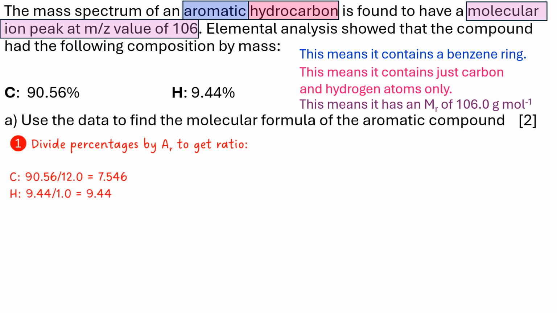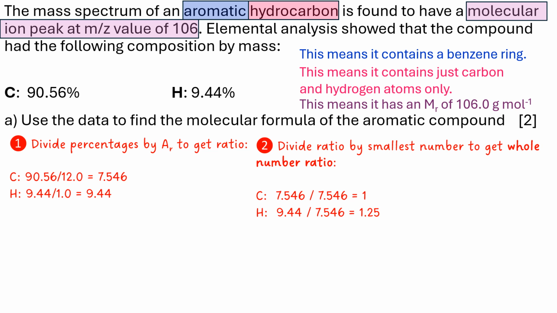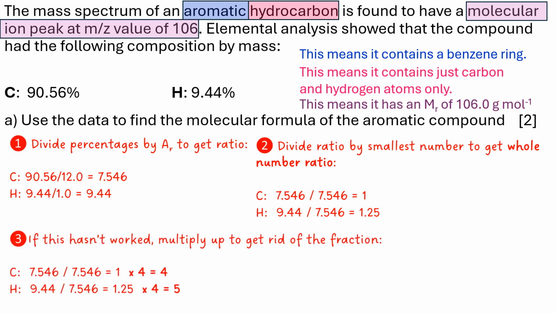So the first thing is to divide the percentages by the relative atomic mass for each element to get a ratio. So that gives us 7.546 for carbon and 9.44 for hydrogen. Now obviously those aren't a whole number ratio, so the next thing to do is to divide the ratio by the smallest number, which happens to be 7.546, to hopefully get a whole number ratio. Now in this case that doesn't work. So what we've got to do is multiply it up to get rid of the fraction, the 0.25. So that gives us C4H5 as our empirical formula.